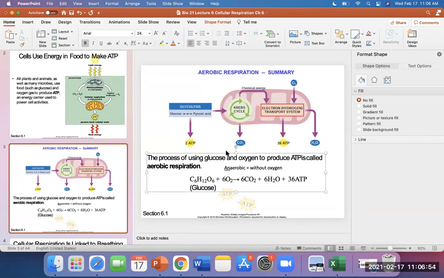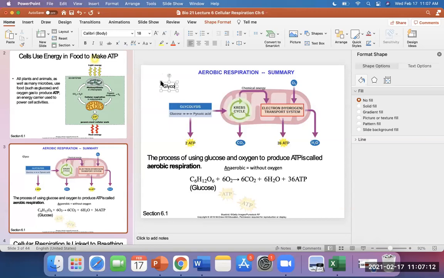Now, does anybody know where glycolysis takes place in the cell? No? What does glycolysis mean? Glycolysis, basically.